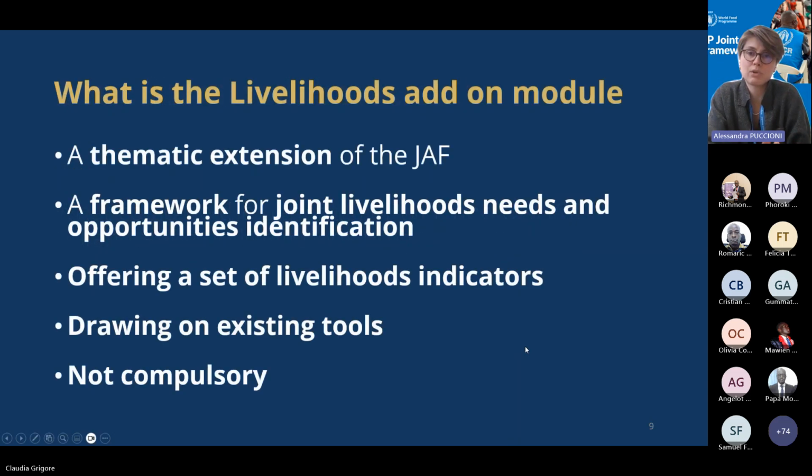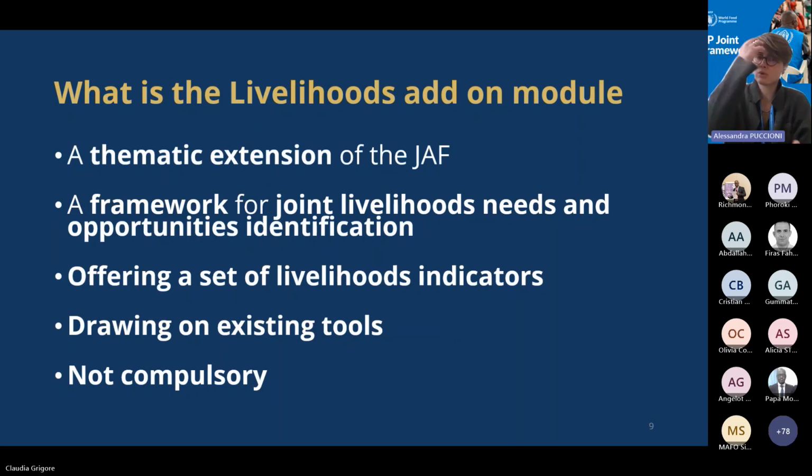Now, after we have identified together the why, I would like to go to the what. So what is this livelihoods add-on module? First of all, it is a thematic extension of the general JAF that I've just presented to assist exactly the 2 organizations in identifying livelihoods needs and opportunities when it comes to displaced population.